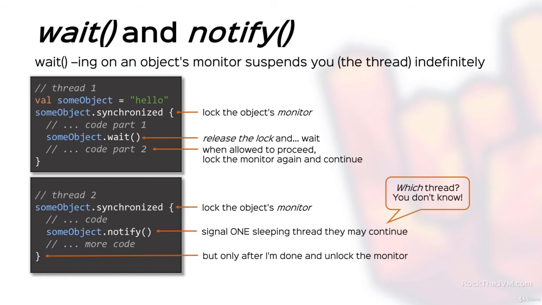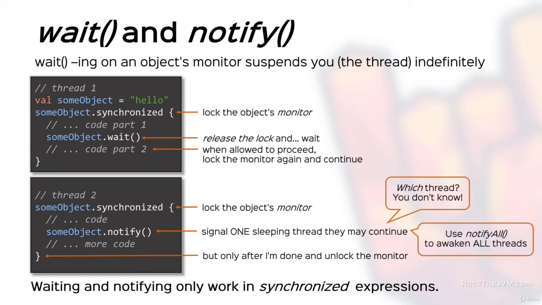If you want to signal all the waiting threads that they may continue, use notifyAll. Now, bear in mind that waiting and notifying are only allowed within synchronized expressions. Otherwise, they will crash your program, so be very careful. Now, what you see on the screen is the whole JVM thread communication model, and we are going to use it to implement a little smarter producer-consumer code.